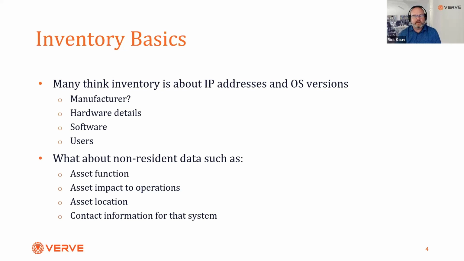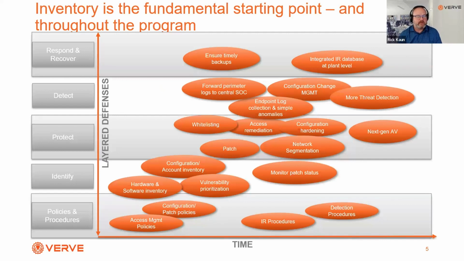And so a one-dimensional or two-dimensional inventory, an IP address and OS sort of thing, very quickly leaves you wanting. And we need to have all sorts of information about these assets because, as I mentioned, it's not just your first pass of what do we have and how many of them do we have. It's what are we going to do about it?